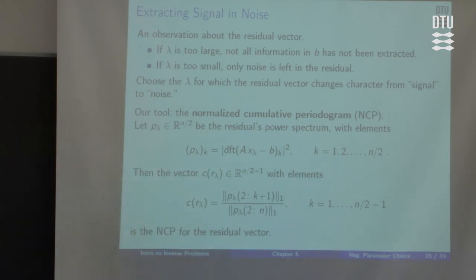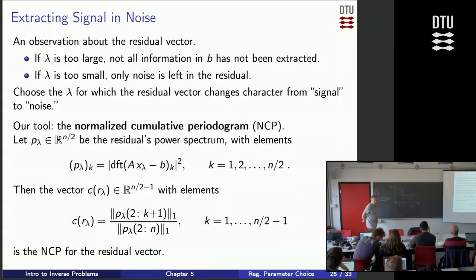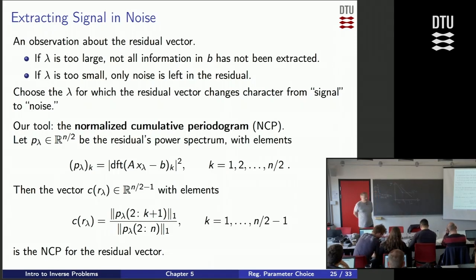And in fact, the statistical question we can ask is, can we consider my residual vector a noisy signal? Yes or no? Okay. And statisticians can help us answer such a question. A tool for doing that is what the statisticians call the normalized cumulative periodogram, NCP. Okay.